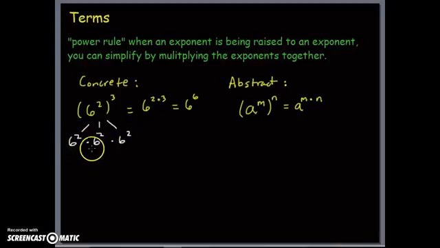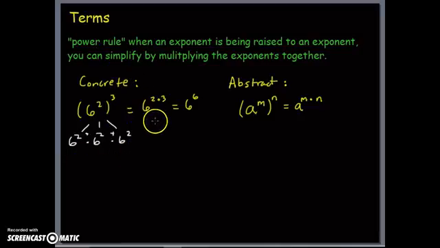When we've got bases that are the same that are being multiplied, we can add the exponents. So if we added all the exponents here, 2 plus 2 is 4, plus 2 is 6. We get 6 to the power of 6. So one way of thinking about the power rule is just the product rule.